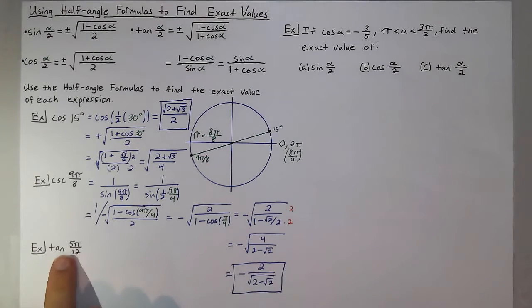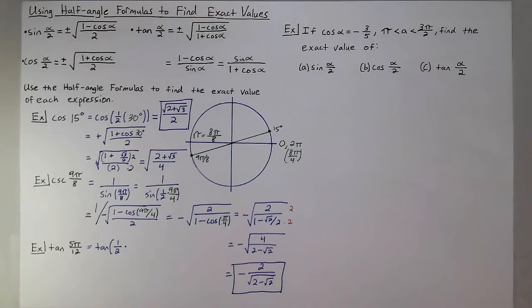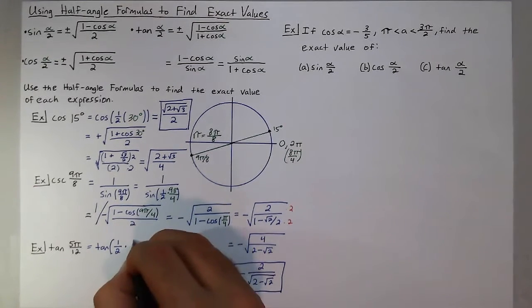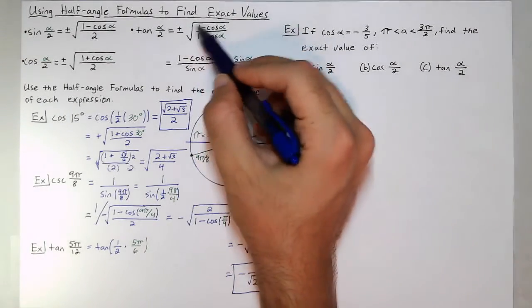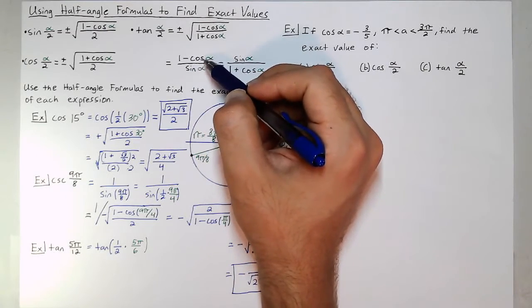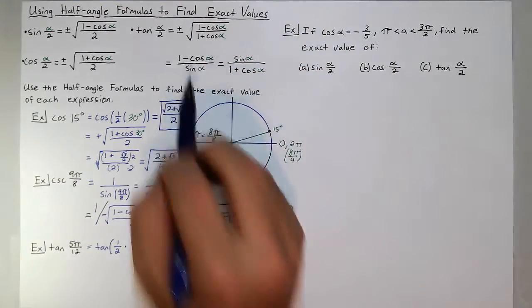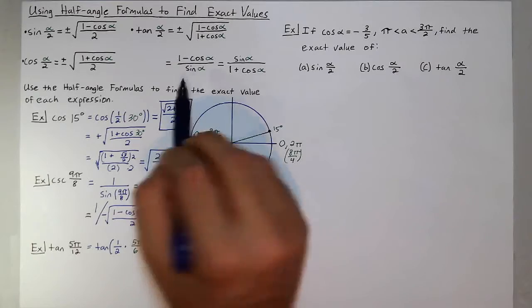So now let's do tangent of 5 pi over 12. Which I need to figure out is tangent is half of a particular angle, which would be 5 pi over 6. Now, I'm going to use not the given plus or minus, which I could use, but instead the second option, 1 minus cosine alpha over sine alpha. Because typically, I don't have to worry about the plus or minus, and leaving just a sine alpha in my denominator makes it easier to simplify.